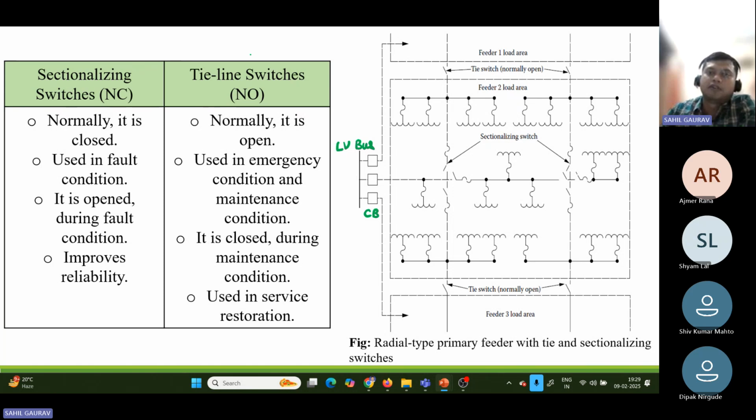Suppose a fault happens in this area. The sectionalizing switches are normally closed, so this one will open to remove this faulty area. This sectionalizing switch is open during fault condition. Therefore, it improves the reliability. It isolates this area while providing the power supply to other parts.